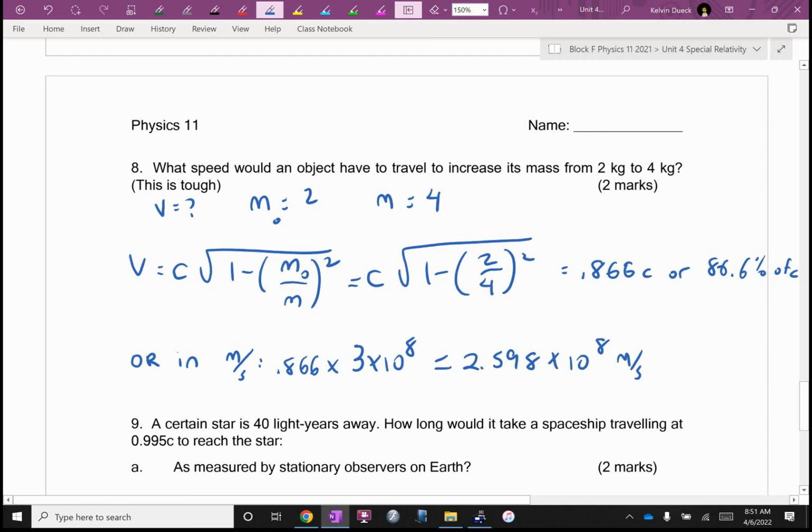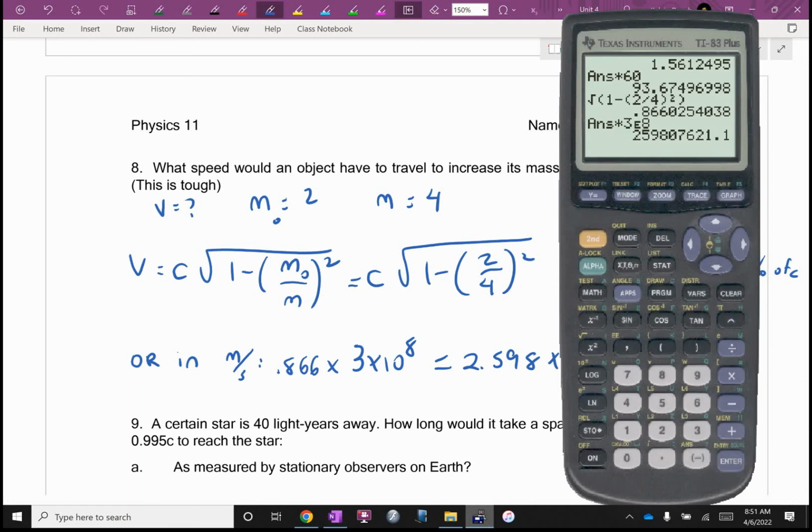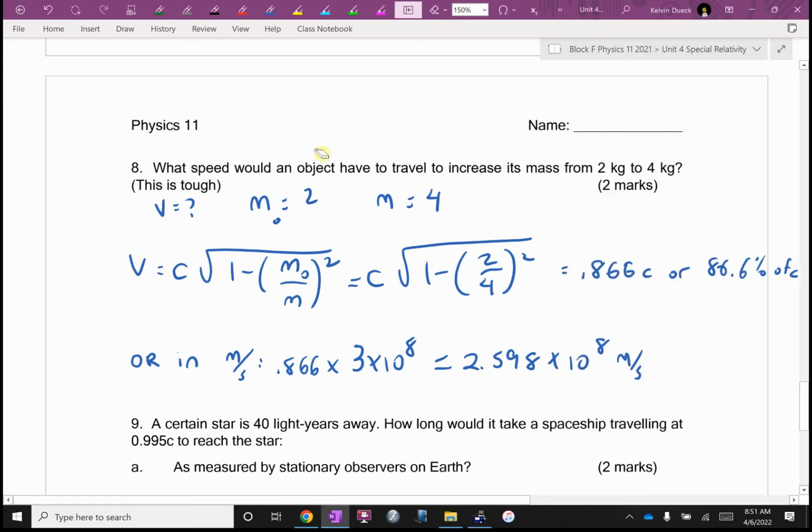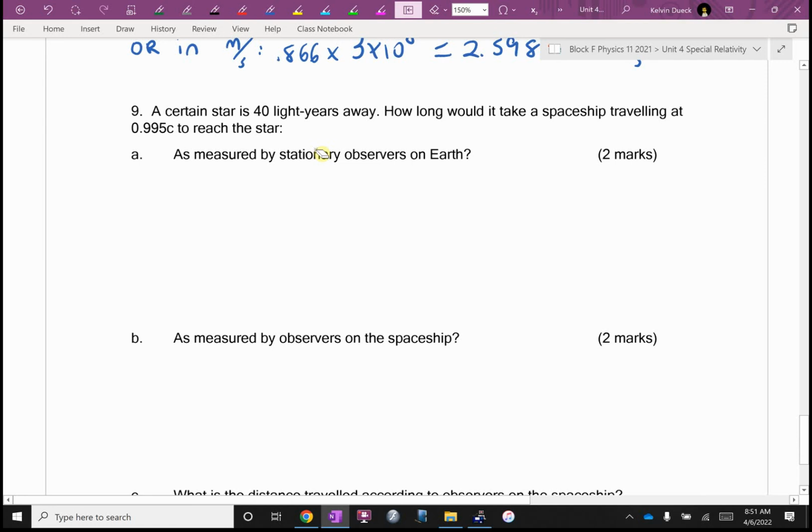I would accept that as well because this question didn't specify. Mr. Dewick, do I have to write it in scientific notation? Could I have written 259807621.1? I guess. Just doing a lot of extra writing. I like number 9. Well, it's on a quiz, so you already know I like it. It's going to be on your test.